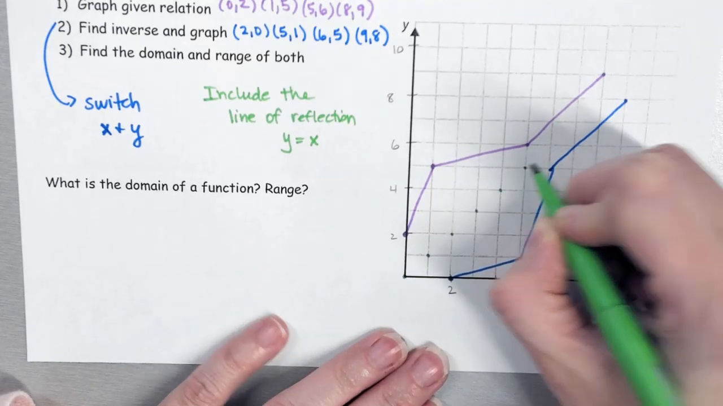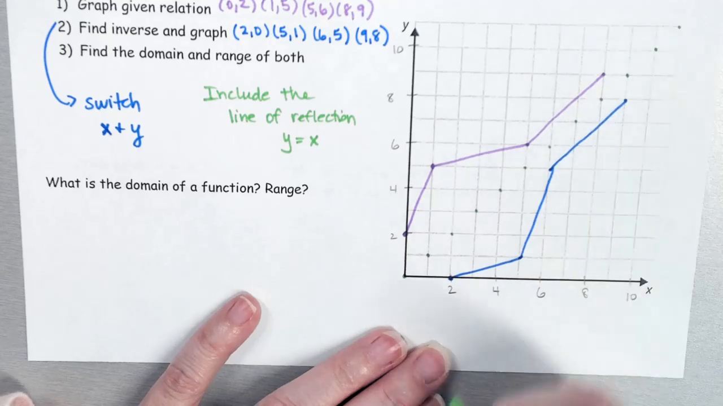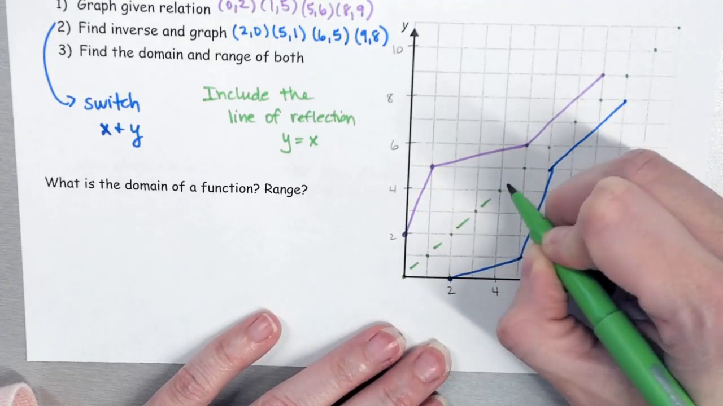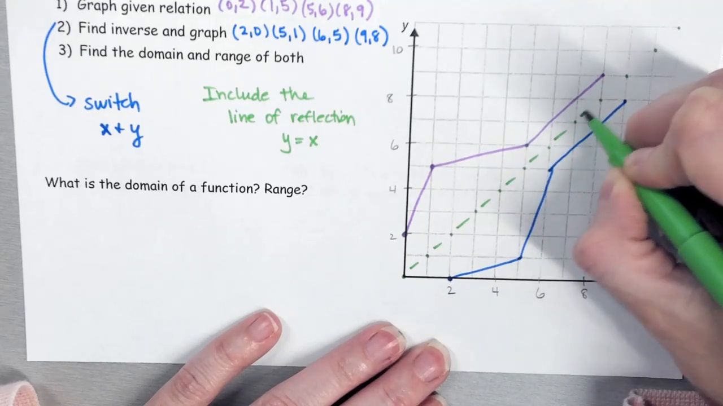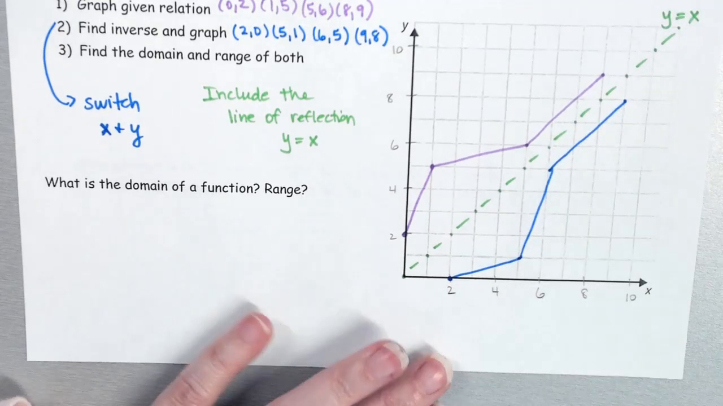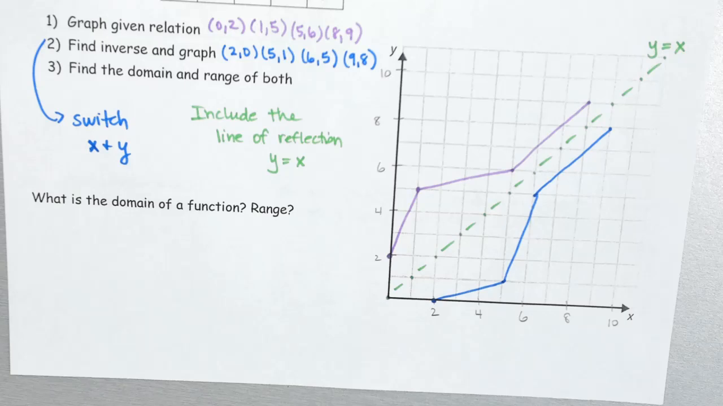The line y equals x doesn't change at all, right? It's the same equation every time. So it's the line, which we show as a dashed line because it's not part of the relation. Okay, so it's this line y equals x, and we want to label that as our reflection.